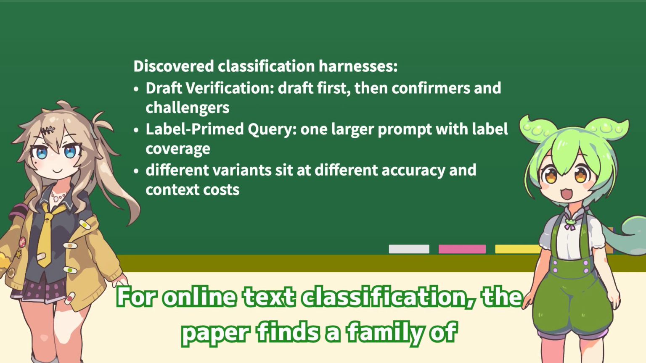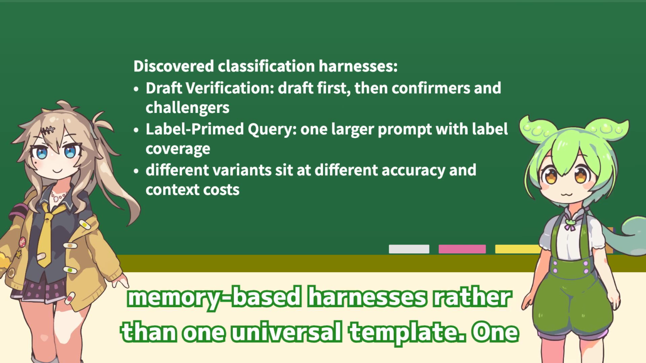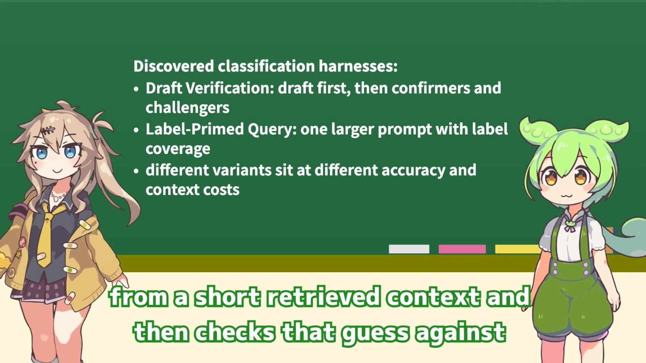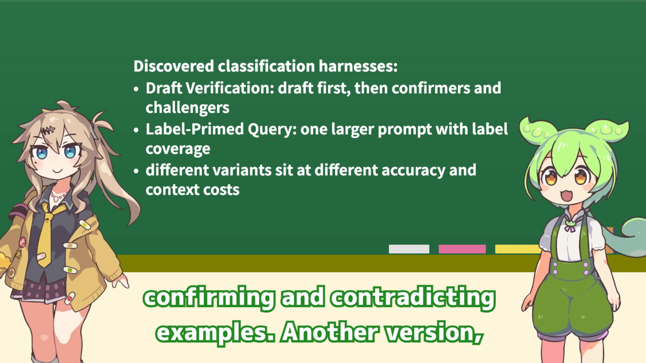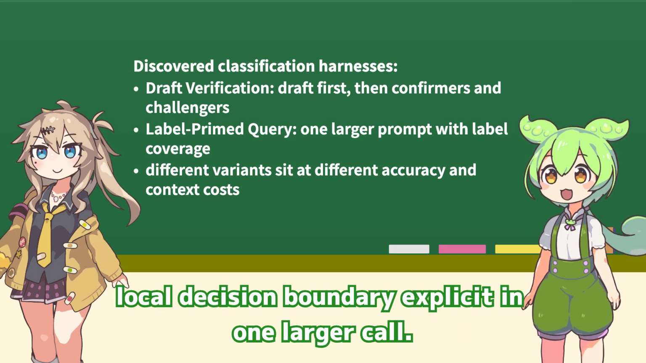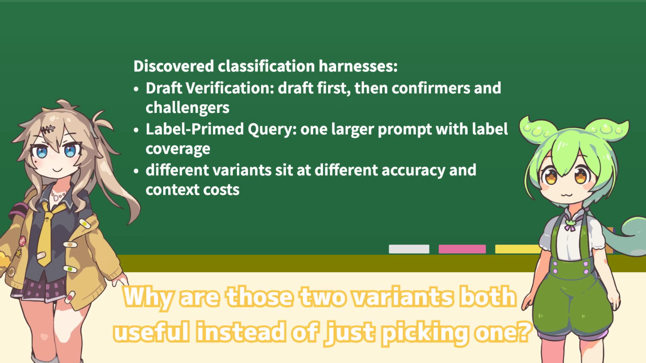What kinds of harnesses does the search actually discover? For online text classification, the paper finds a family of memory-based harnesses rather than one universal template. One representative version, draft verification, makes a first guess from a short retrieved context and then checks that guess against confirming and contradicting examples. Another version, label-primed query, spends more context to make the label space and local decision boundary explicit in one larger call. Why are those two variants both useful instead of just picking one?